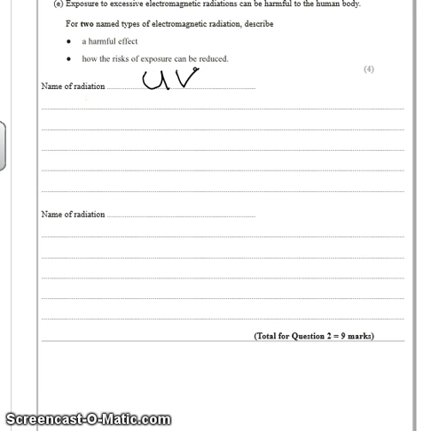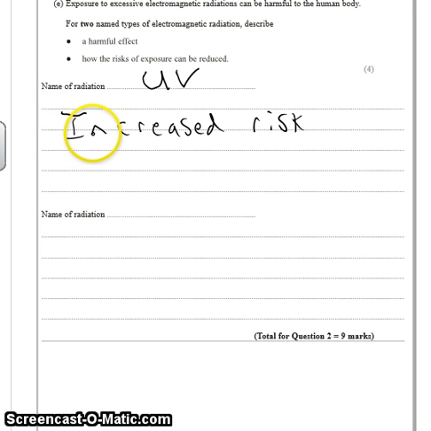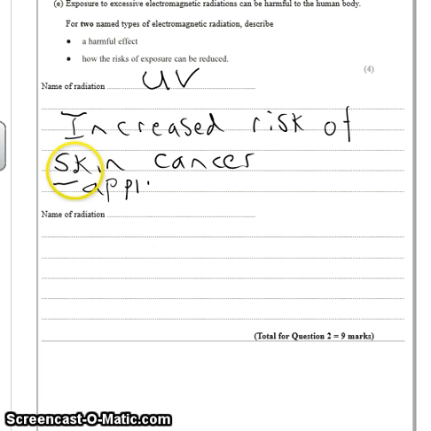What are their harmful effects? Well, exposure to UV rays can give you an increased risk of skin cancer. How can you reduce this risk? Well, if you're going out sunbathing and things like that, then one thing you've got to make sure is that you apply skin protection, sun lotion.